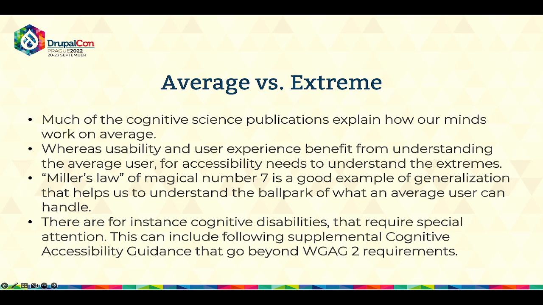And in cognitive psychology, my feeling is that much of the cognitive science publications explains how our minds work on average. And this is something that usability and user experience benefit from, understanding the average users. But when we start focusing on accessibility, we need to understand the extremes. So there's a bit of a difference in which publications to read if you're focusing on usability and user experience, or if you are focusing on accessibility, because accessibility needs those extremes. And there are also studies about that, but they are not always included in textbooks.